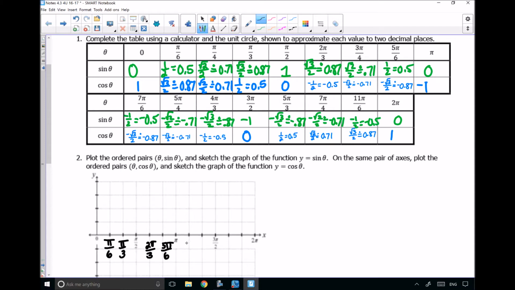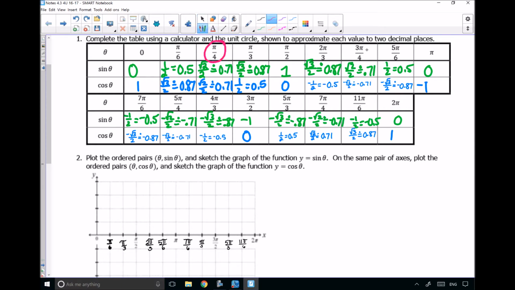This right here is going to be 7 pi over 6. We've got 4 pi over 3 here. We've got 9 pi over 6 over here, which is 3 pi over 2. We get 10 pi over 6, which is 5 pi over 3, and then 11 pi over 6. Okay?